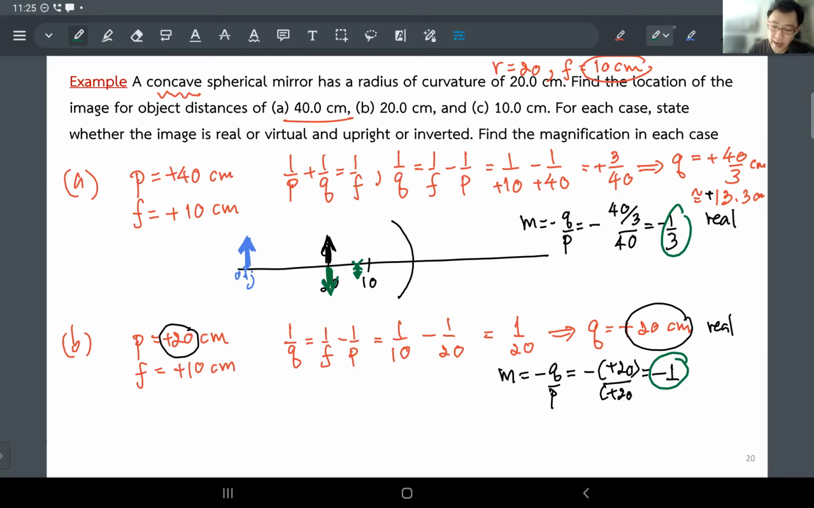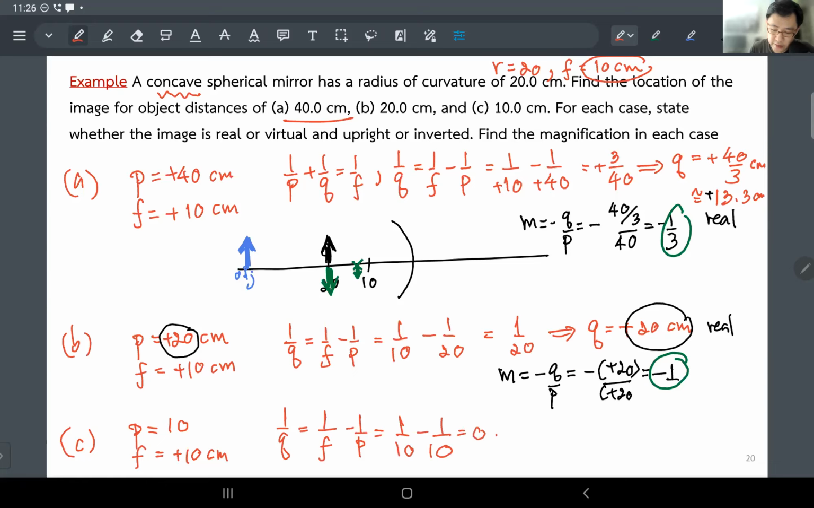All right, guys, last one, try part C. All right, same thing. P is now at 10. F stays exactly the same, positive 10. So your image location is going to be 1 over F minus 1 over P. And it's 1 over 10 minus, whoa. You get 0 out of this. So this means that your Q goes to infinity.